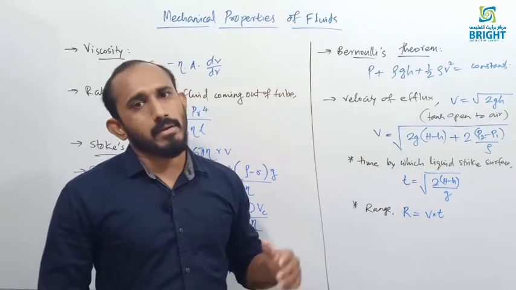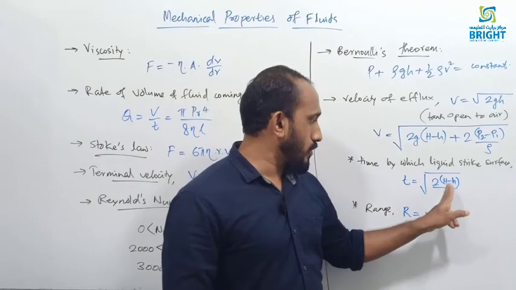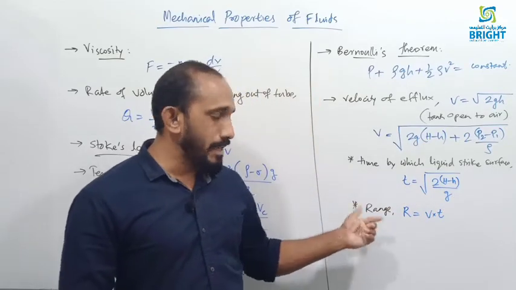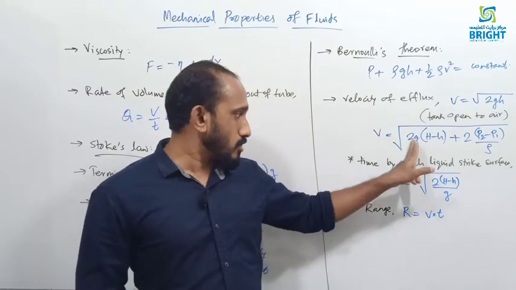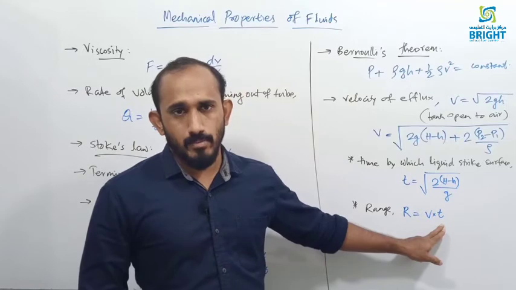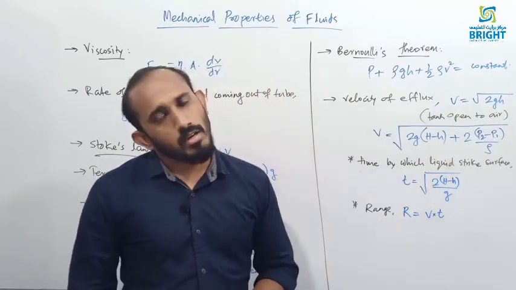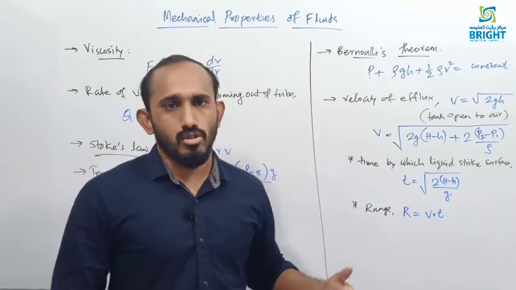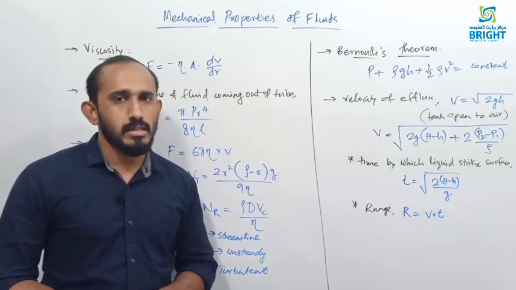And the time taken by the liquid to strike the surface, T, is equal to root of 2 into (H minus h) by g. And the range, how far it will go, is given by V into T, so velocity into the time taken. If it is open to air, root 2gh into the time taken, you can multiply and you will get this value. These equations will help you to solve the numericals from this chapter. So I hope you got these concepts clearly.